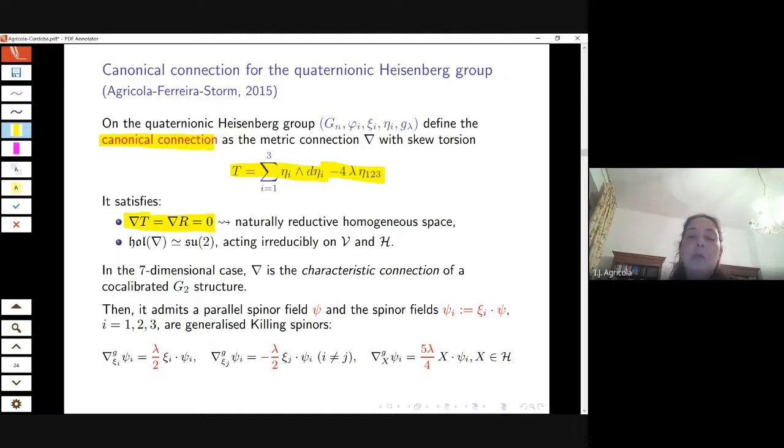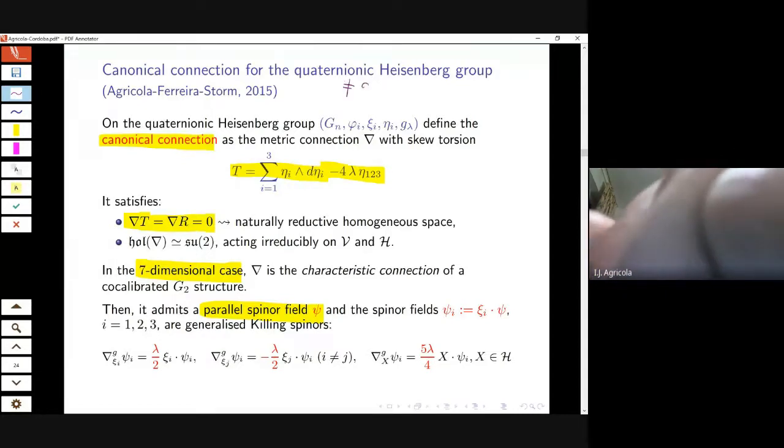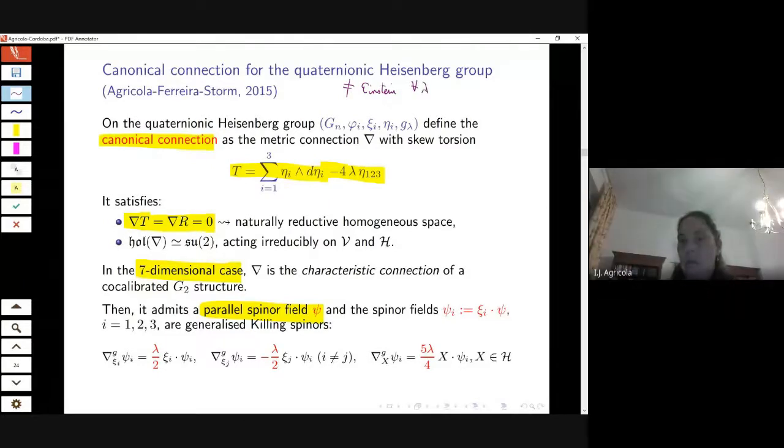And the holonomic group is SU(2), it acts irreducibly on U and H, and everything is nice. In the 7-dimensional case, this turns out actually to be the characteristic connection of, again, a co-calibrated G2 structure. So it has a parallel spinor field. However, if you've investigated the quaternionic Heisenberg group before, then you know that the quaternionic Heisenberg group is never Einstein, whatever you take for lambda.